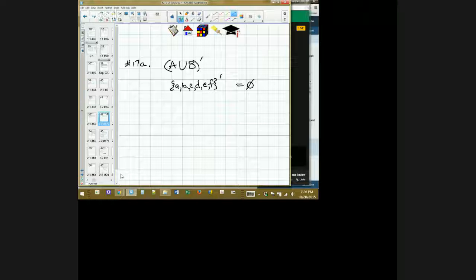Now, what's the complement of A, B, C, D, E, F? The problem is that's the universal set, A, B, C, D, E, F. So what happens when you take the complement of the universal set? There's nothing. Remember, you can either answer with the symbol for the empty set, or you can just put two braces with nothing, or you can just write the word empty. Only to get the concept.